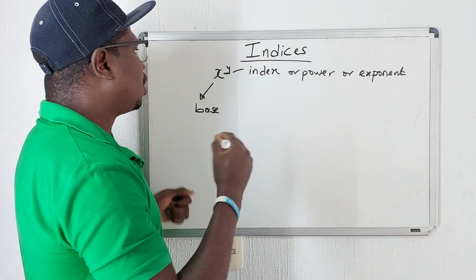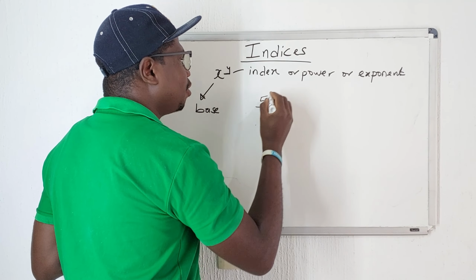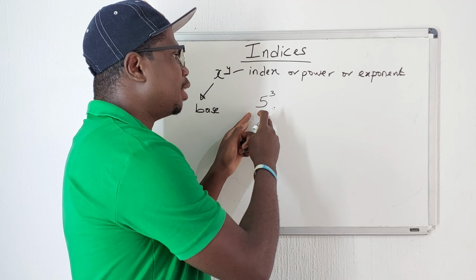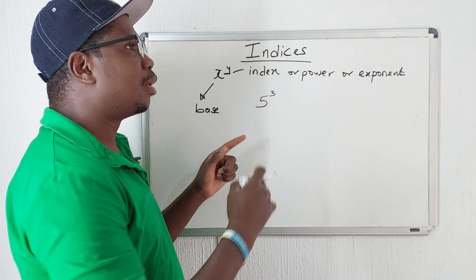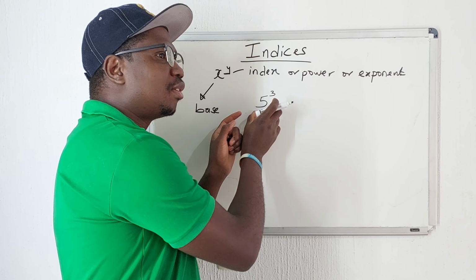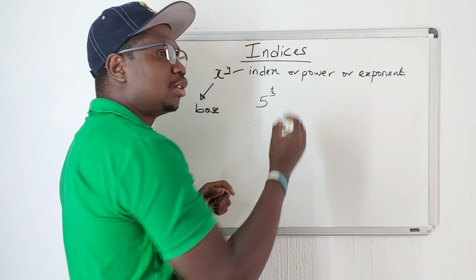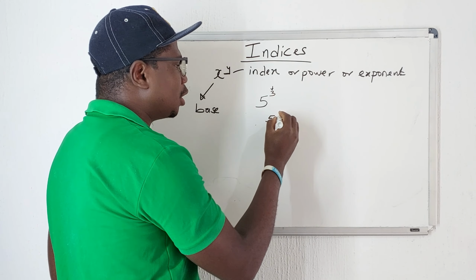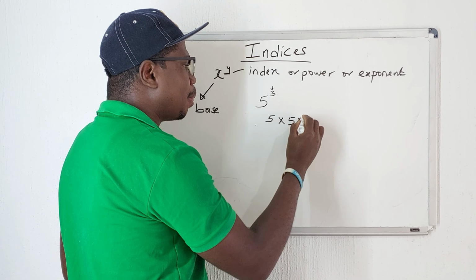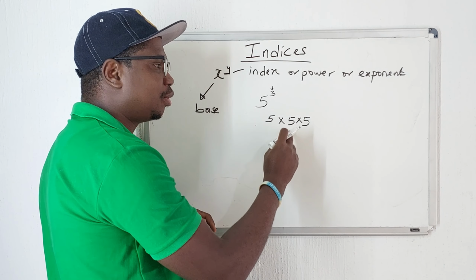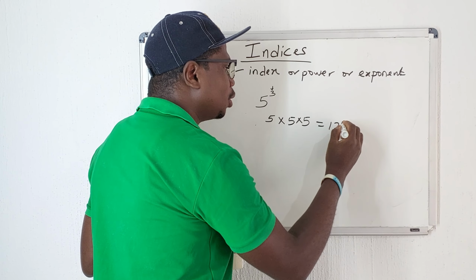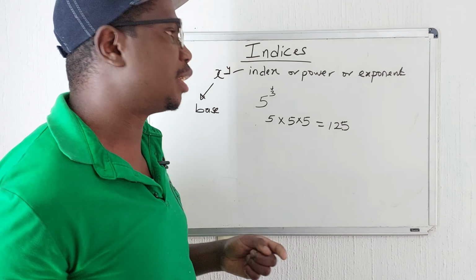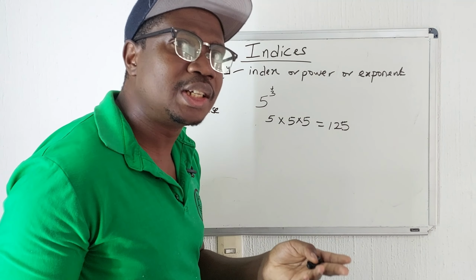Now, if we have 5 raised to the power of 3, you know that 5 is the base and 3 is the power. So this tells us that we multiply 5 by itself 3 times. So 5 times 5 is 25, and 25 times 5 is 125.